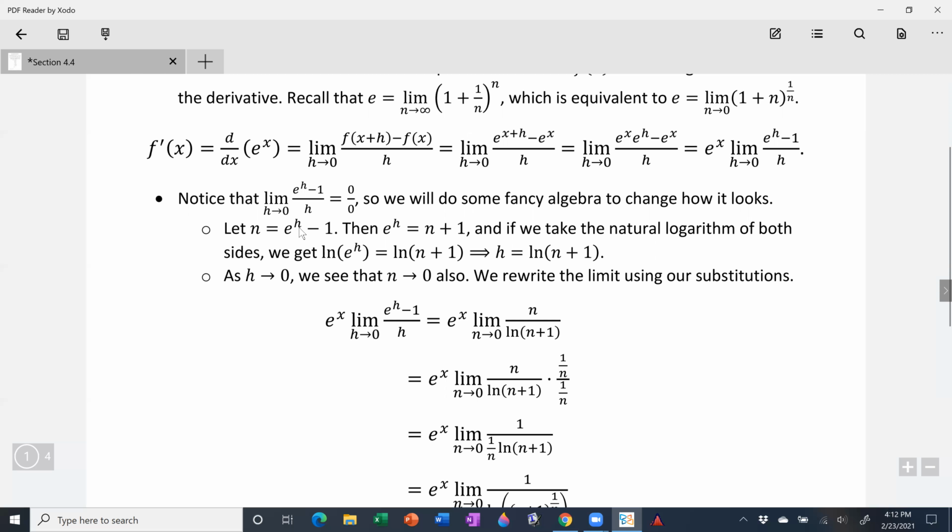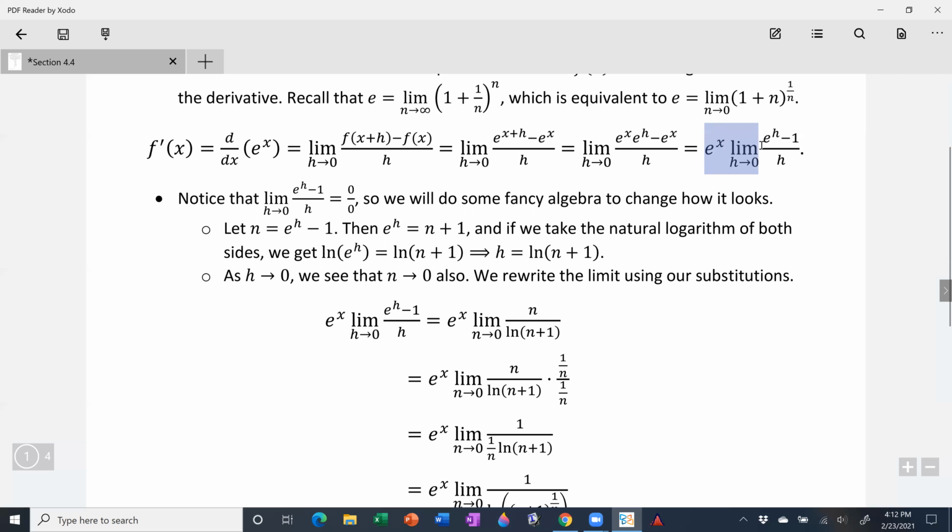Okay, and in the spirit of substituting everything for h, we want to also realize that as h goes to 0, we can see that n also goes to 0. And that is with our substitution here, if we let h go to 0, that's going to be e to the 0, which is 1. 1 minus 1 is 0. So as h goes to 0, n also goes to 0, or vice versa. Okay, so with all of these substitutions in mind, we can rewrite the limit using these substitutions.